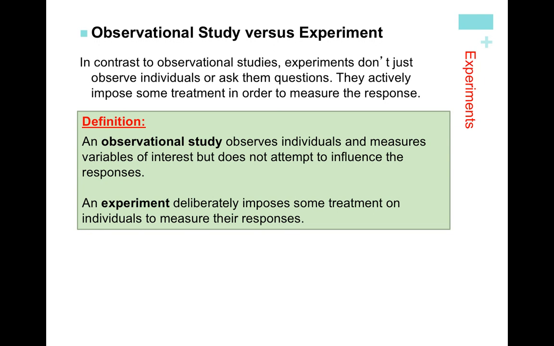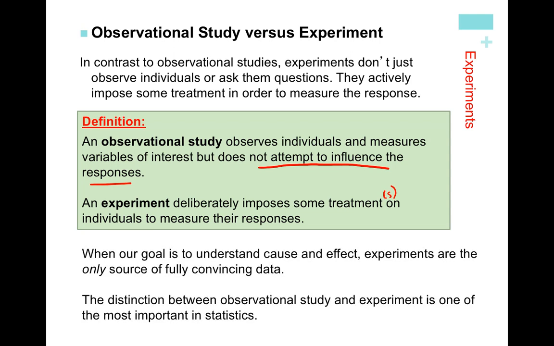Basically, something's considered to be an observational study if it simply observes what's happening in a natural setting. So there is no attempt to influence the responses. An experiment is going to impose some sort of treatment or potentially treatments on a group of individuals. And so if we're trying to establish a cause and effect relationship, we have to have an experimental study. Otherwise, any conclusions that we draw aren't necessarily valid because there could be other variables in play when we're looking at an observational study.